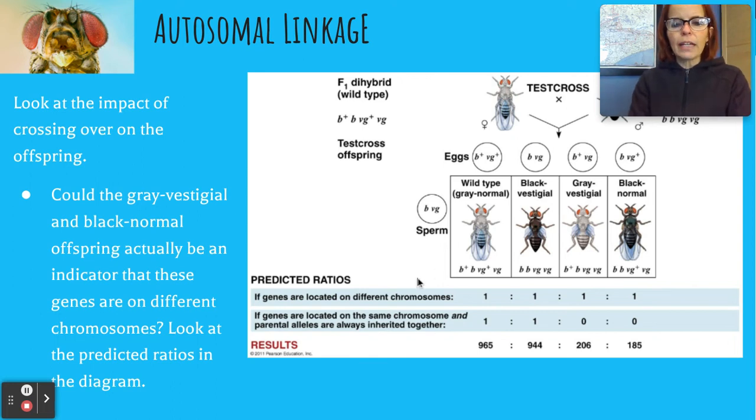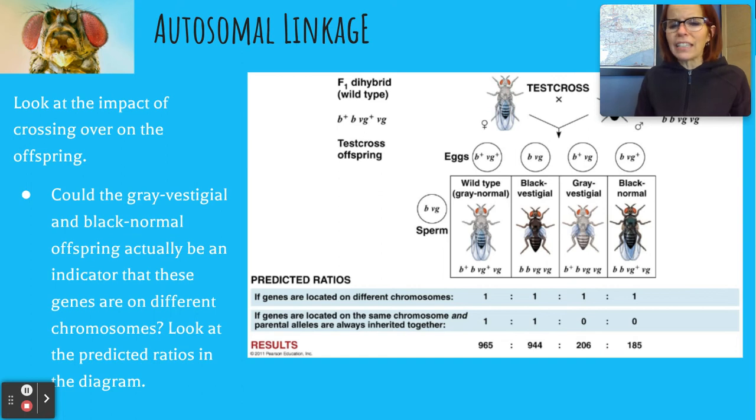So if they were located on different chromosomes, we would expect a 1-to-1-to-1-to-1 ratio. So if we had 10 gray normal wings, we would expect 10 black vestigial wings. We'd expect 10 gray vestigial, and we would expect 10 black normal. What a mouthful. Do you need to write that down? No. However, and that's if they're on separate chromosomes. If they're linked on the same chromosome, then we should see a 1-to-1 ratio. We didn't see either of those.